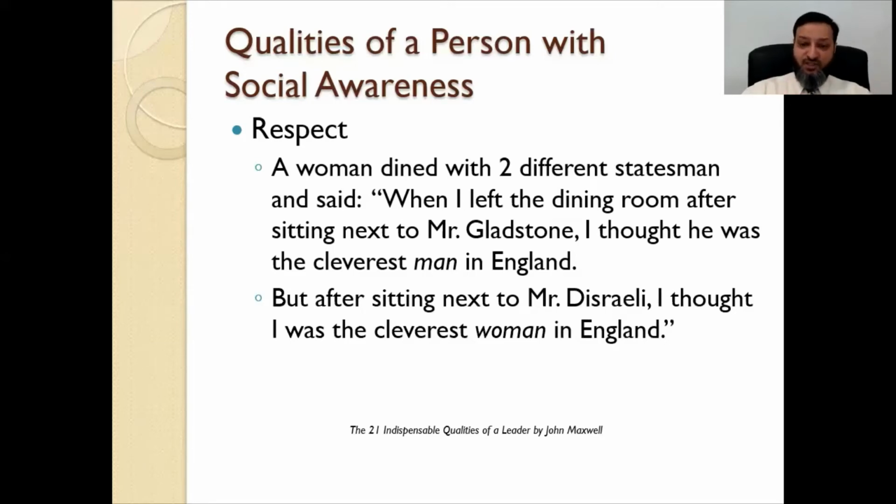So then when she gets up, she has this feeling when she leaves Mr. Disraeli, right? So a very, very different type of feeling. When she leaves Mr. Gladstone, she has the utmost respect for him. When she leaves Mr. Disraeli, she has the utmost respect for herself, right? So again, so important to respect other people and to talk about them and to understand them and to make them feel special and important, right? And that again creates such a special relationship between you and the other person. And that's what emotional intelligence is all about: building strong relationships with other people, and respecting other people in that way helps you develop that strong relationship with them.